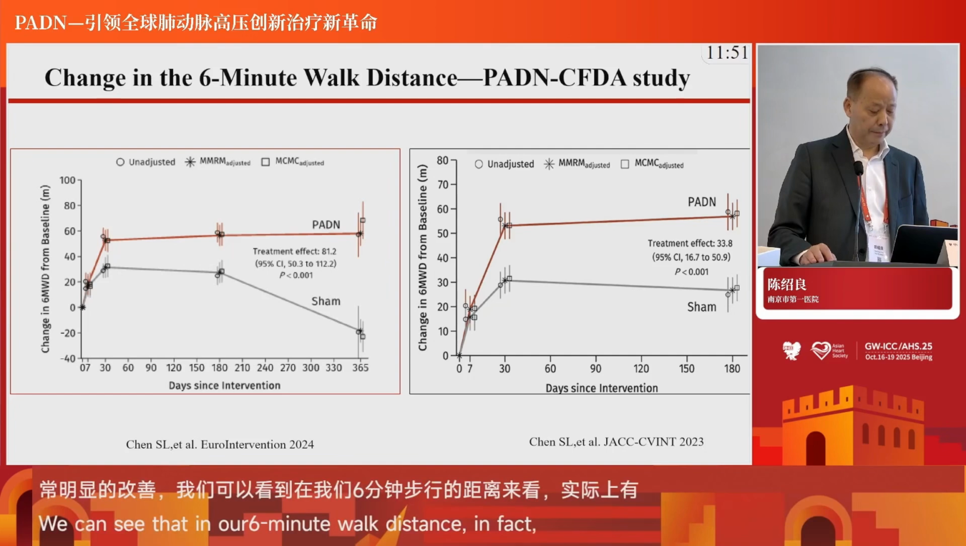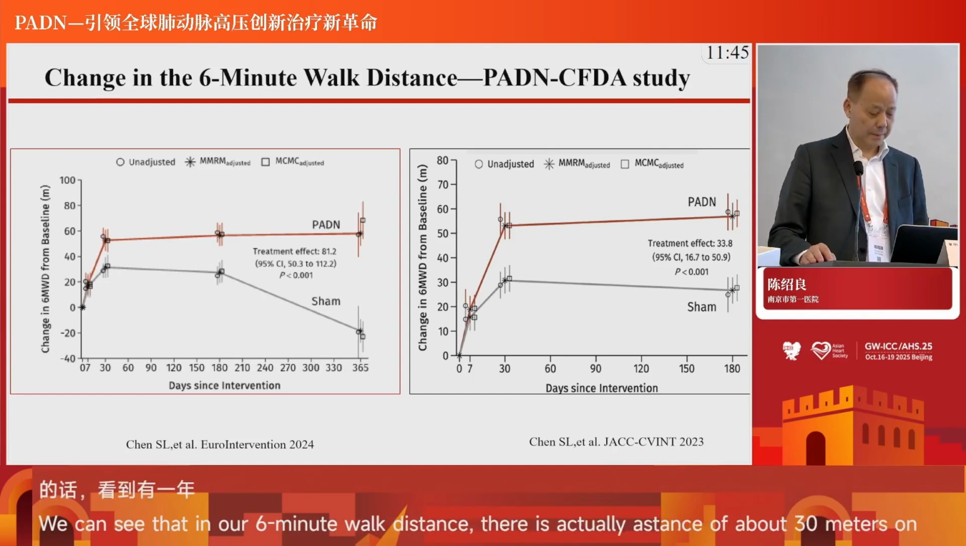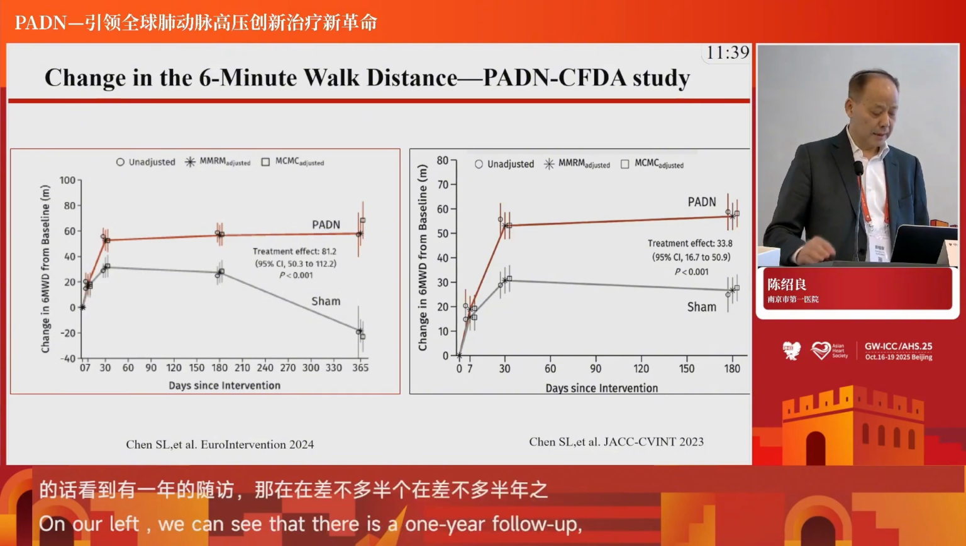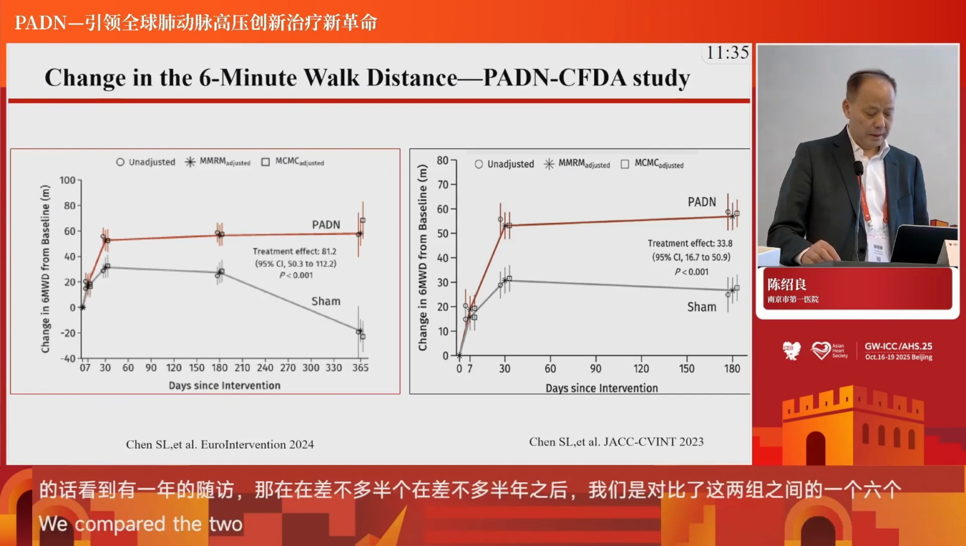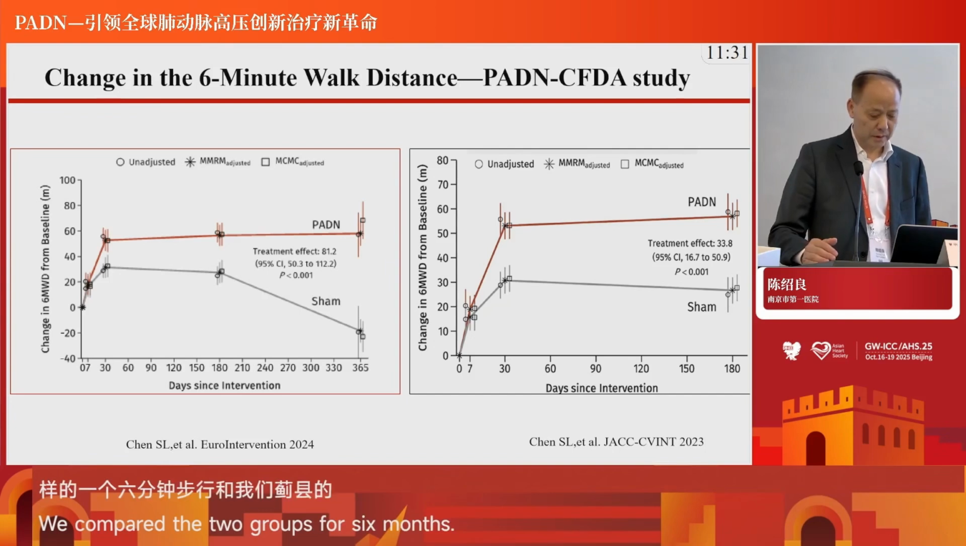Again, on the left panel, you can see by 1 year follow-up, after 6 months the exercise capacity in the sham group was further reduced to a minor value, even lower than the baseline value before the randomization. Still significantly different from the slow but still gradual increase in the PADN group.